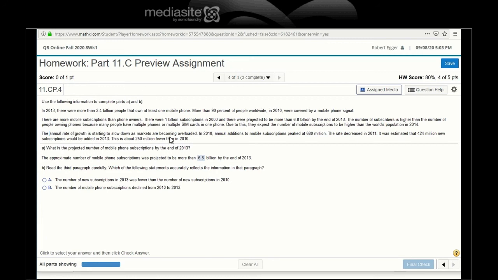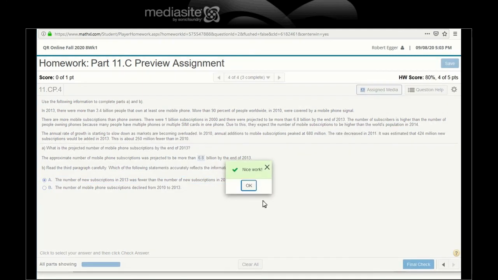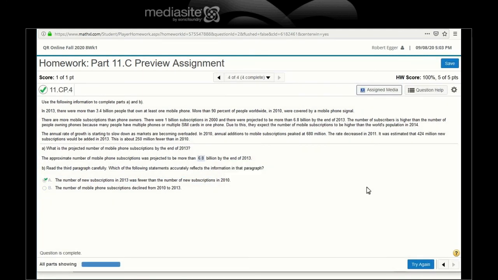Now, reading the paragraph, they speak of subscriptions, not the net number of phones. So the decline was the subscription increase rate. What was increasing was decreasing. So number A. And that is it.